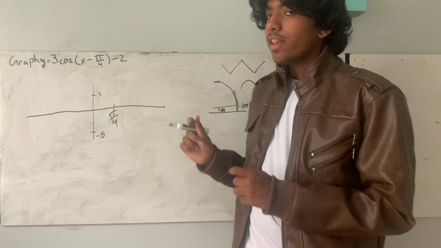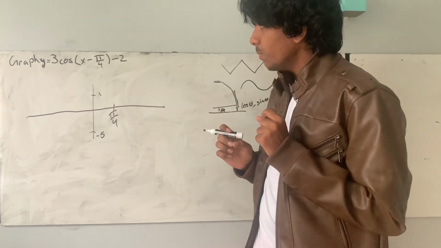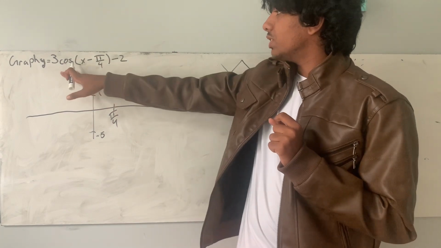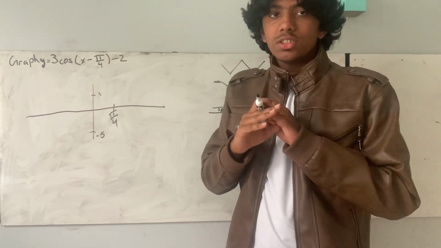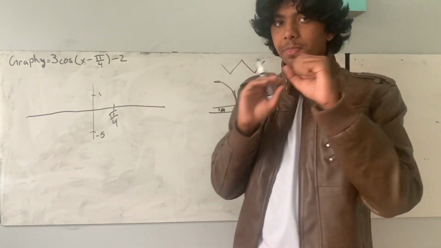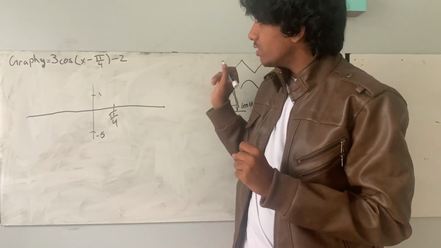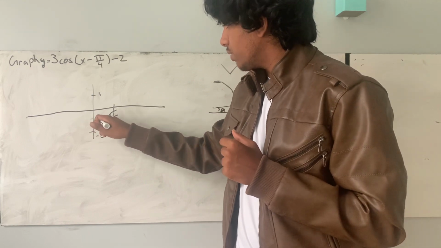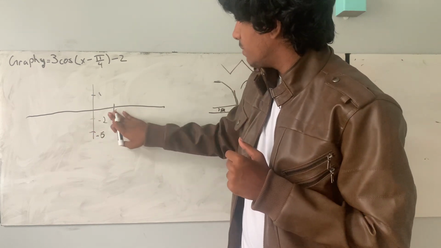Cosine of pi, and also the midpoint of cosine is 0, right? So it's going to be 0. Cosine of 0 is just 0. 3 times 0 is 0, so negative 2. So we know that negative 2 is the midpoint between the two. So negative 2. Right? Let me take out this pi over 4.